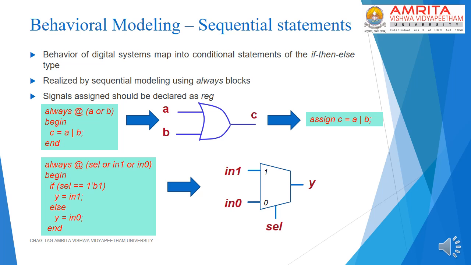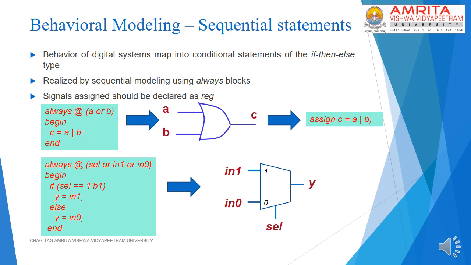Here I have shown two always blocks. The first always block models a 2-input OR gate. Of course, it's a very trivial always block, because we know very well that this particular behavior can be modeled easily using an assign statement. But I have included this always block just to illustrate the structure of the block.